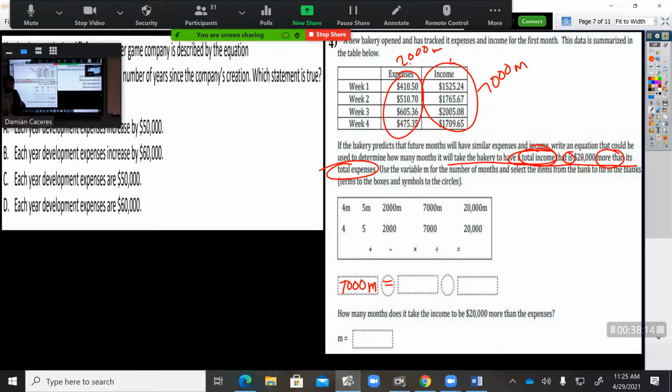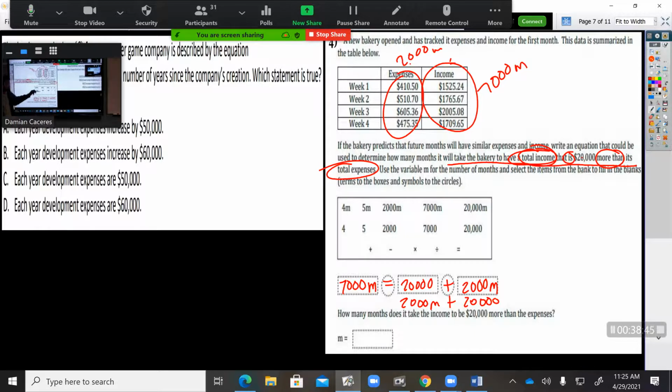So 7,000 M equals, or the income is 20,000 more than the expenses. That's what's missing here. 20,000 more than the expenses. So that should be 20,000. More than means plus, and expenses is 2,000 M. Now, if you switched it around, it's still correct. If you put 2,000 M here plus 20,000, it is the same thing. So I'll take both answers. Now, that's the answer for the first one, the equation you got to come up with, right?